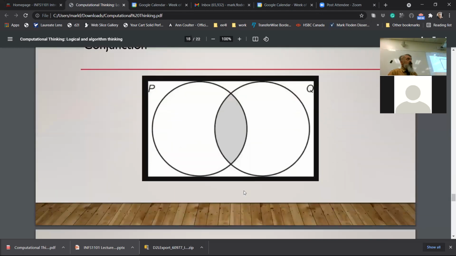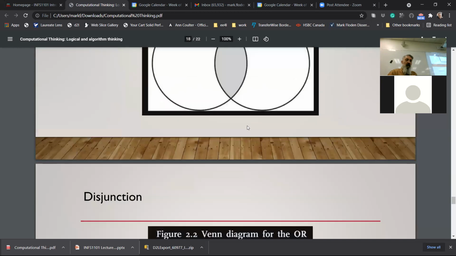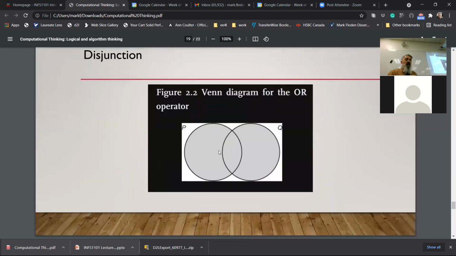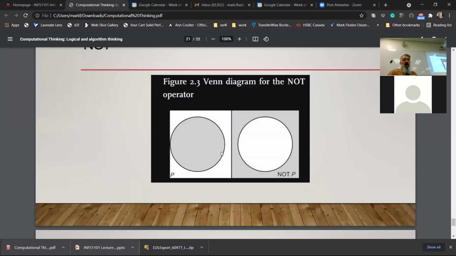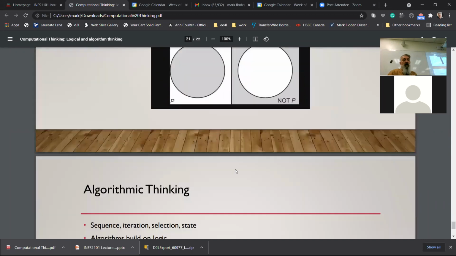All right, so Venn diagrams, are you familiar with those? Conjunction is a small area. That's the area where both P and Q are true. That can only be where they're intersecting. Disjunction is when either of them are true, so that can include both of them. Implies is sort of one directional, so the Q is implied there. The not, isn't that cool? It's just the opposite of each other.